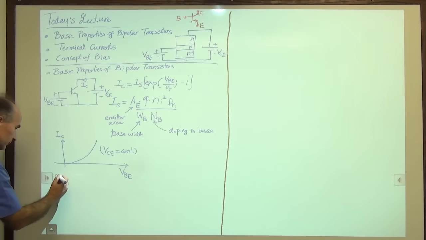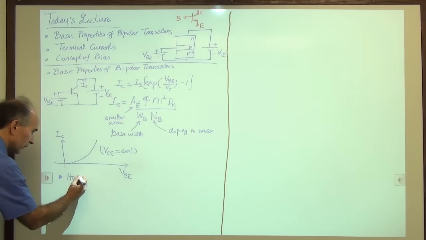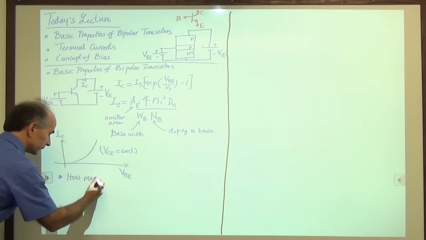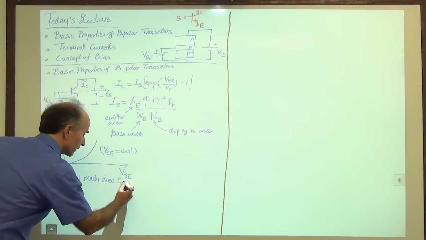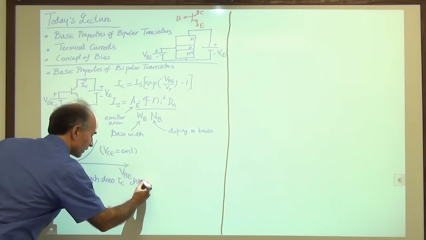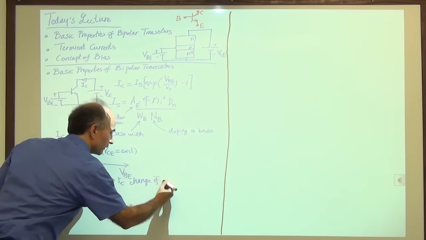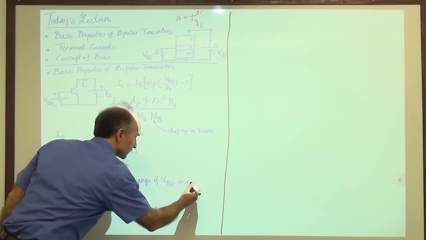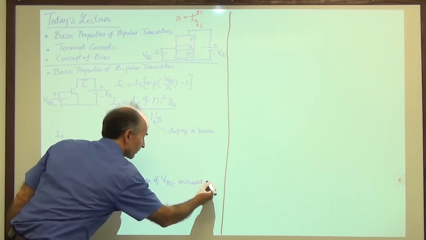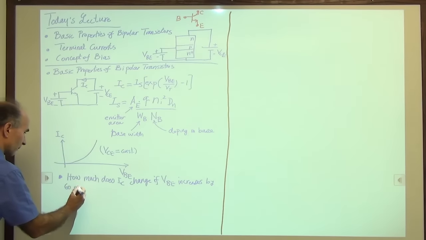So, how much does IC change if VBE increases by 60 millivolts?